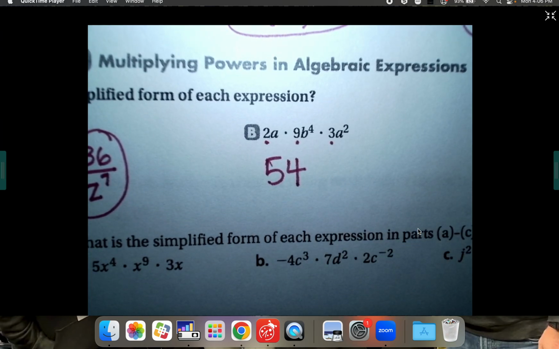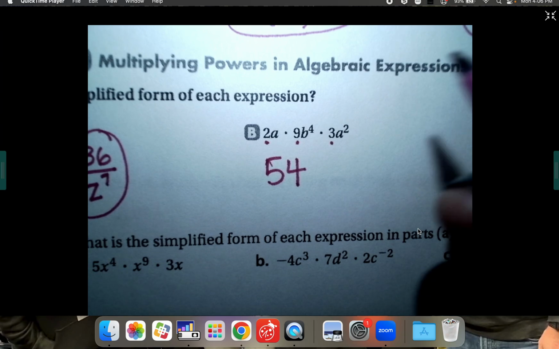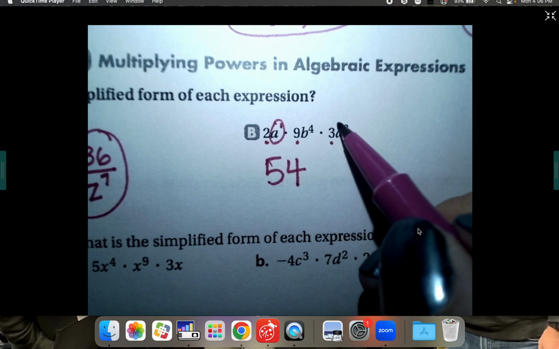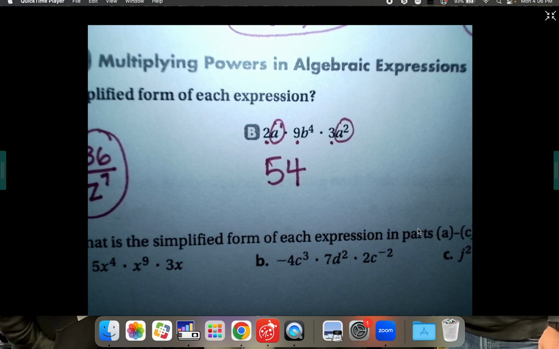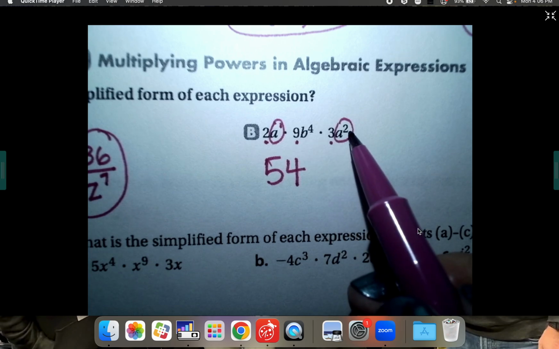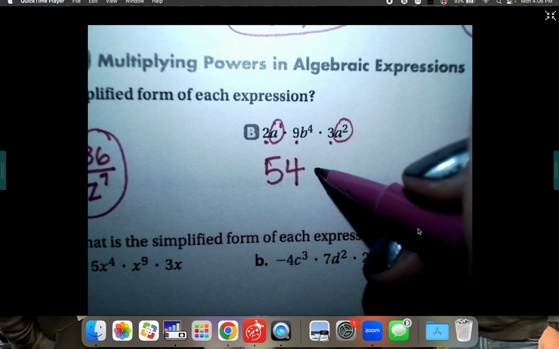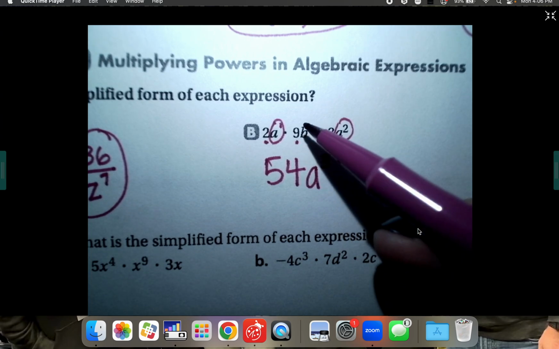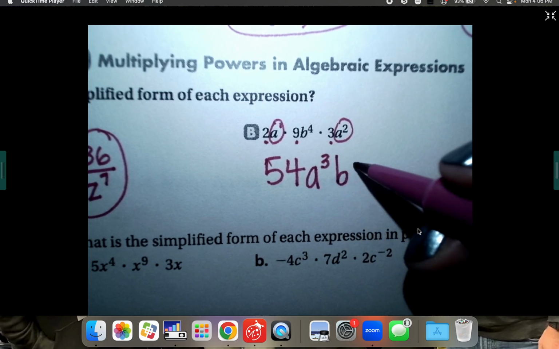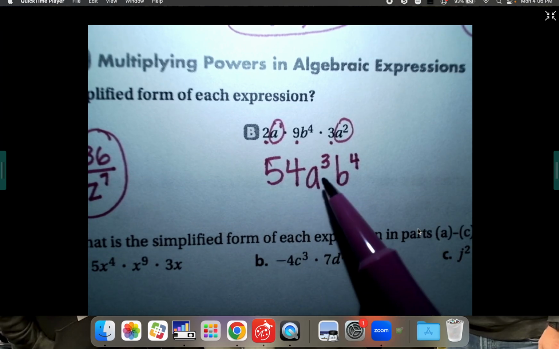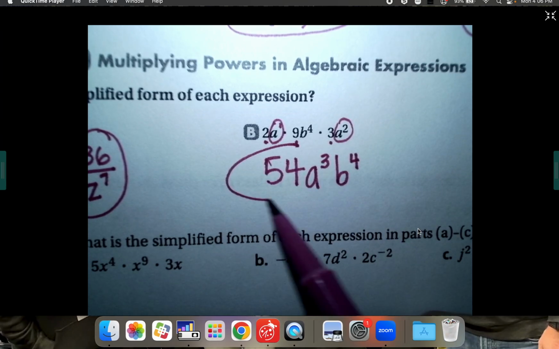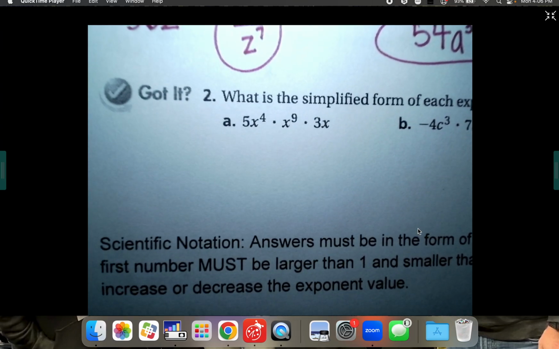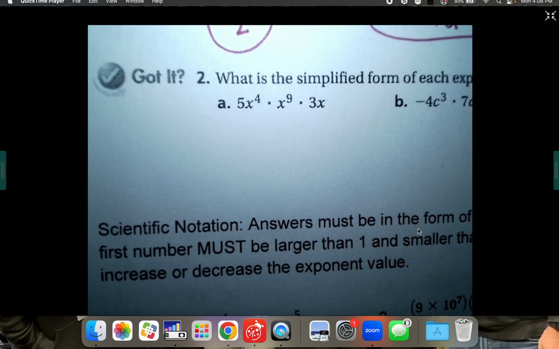Now remember, we're going alphabetical with our variables. So we've got an A to the, that's a hidden invisible 1, and we've got an A squared. So 1 plus 2 is 3. So this is going to be A to the 3rd. And now we don't have B to add anything to, so we're just going to leave it, B to the 4th. And that's all. There's no negative exponents, so we can just leave it exactly how that is. All right, if you guys think you got it, go ahead and push pause and try the next 3.